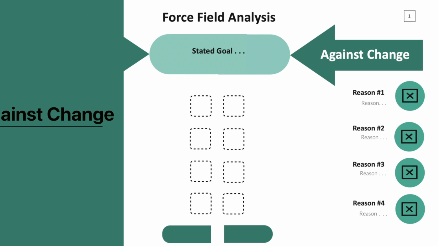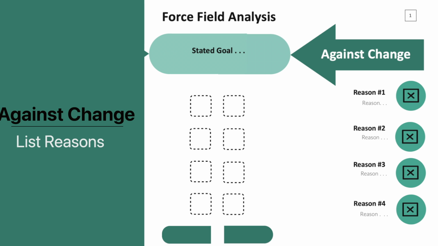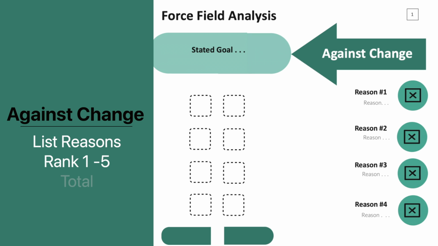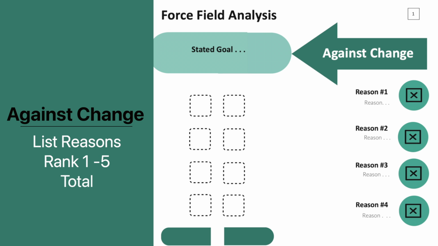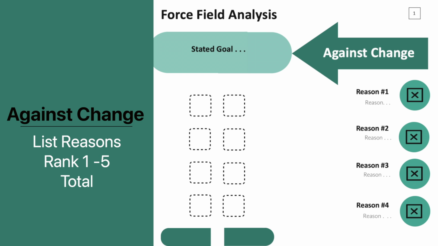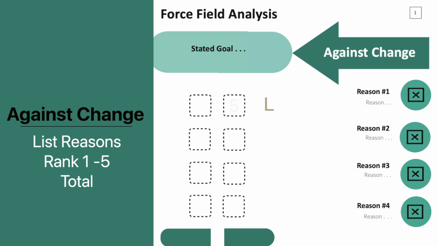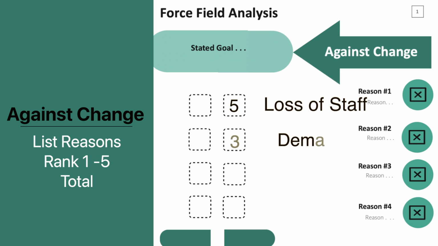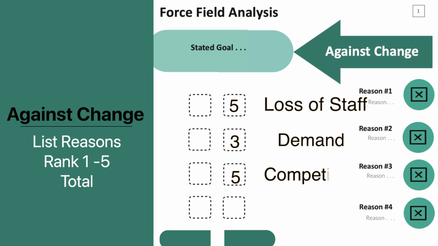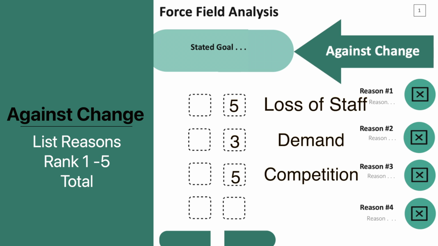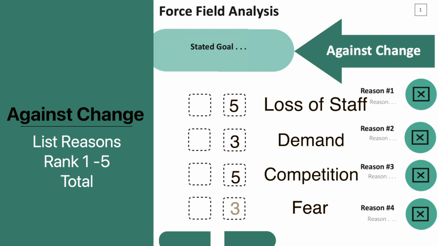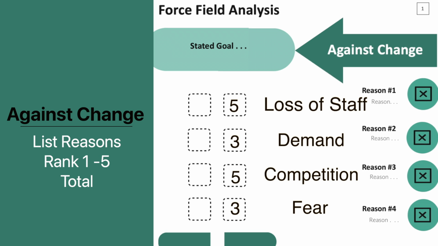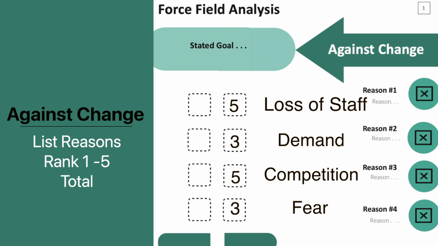But this time, what are all the challenges that are going to exist? For example, what are the reasons against change? For example, if you do this change, if you enact it, will there be a loss of staff? What about customer demand? Will there be more competition? Or is staff fearful of technology? These are the resistors to that change. You'll write those down and then add those up.